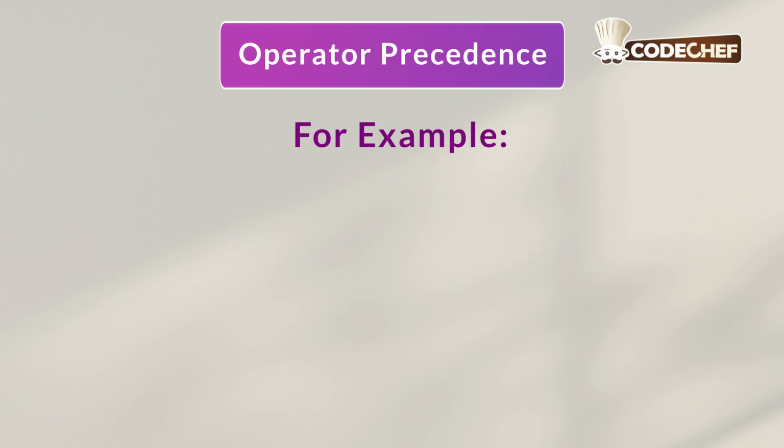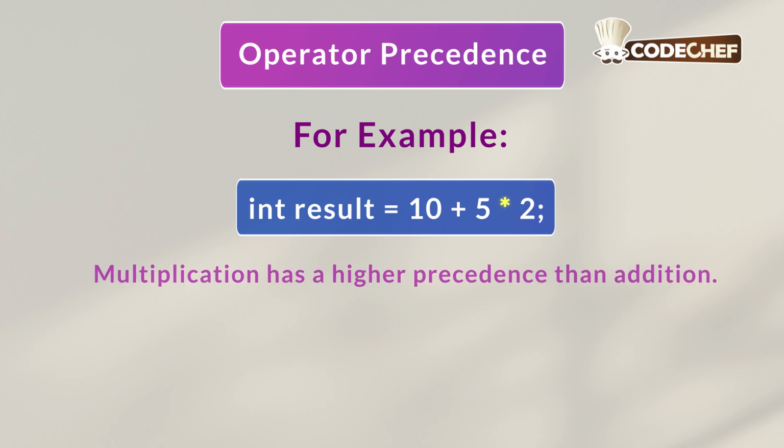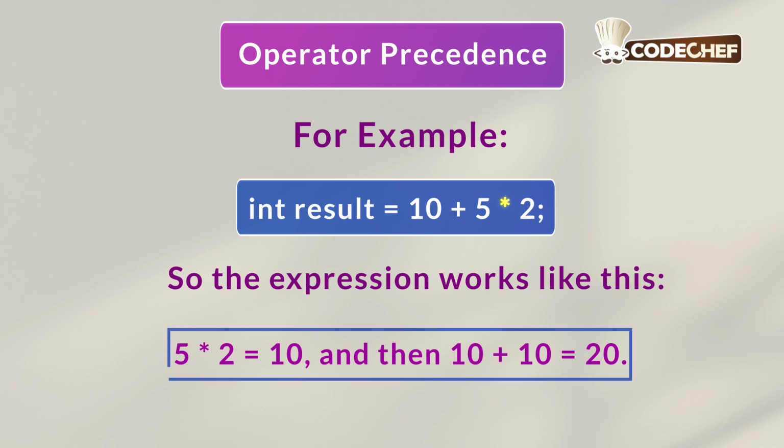For example, int result = 10 + 5 * 2;. So here, even though addition comes before multiplication in the expression, C++ performs multiplication first because multiplication has a higher precedence than addition. So the expression works like this. 5 multiplied by 2 is equal to 10 and then 10 plus 10 is equal to 20. So the value of int result will be 20.